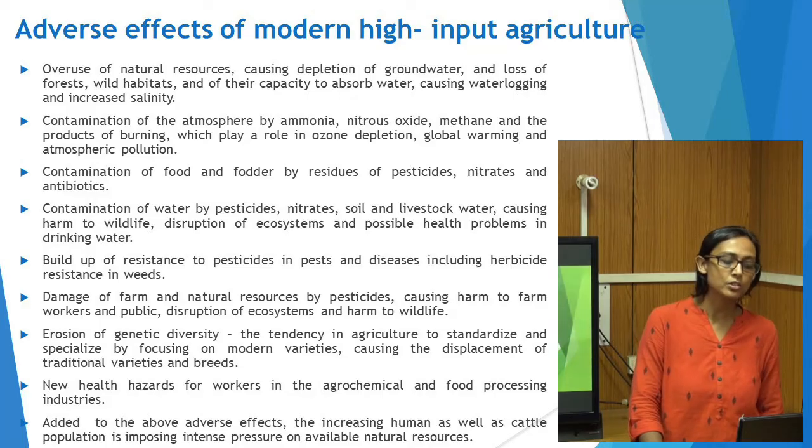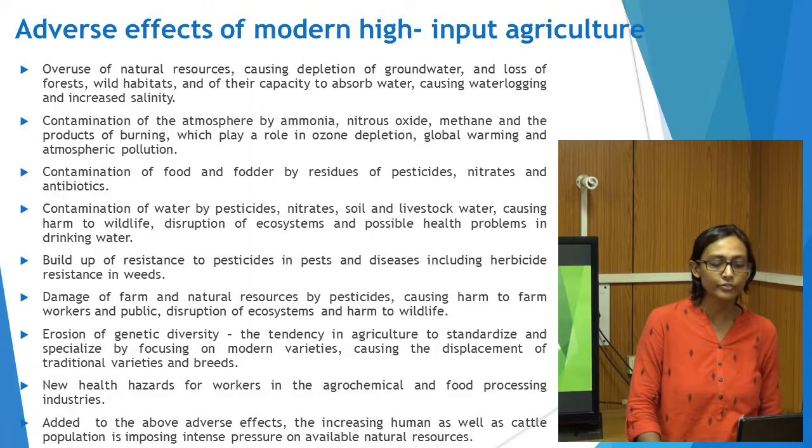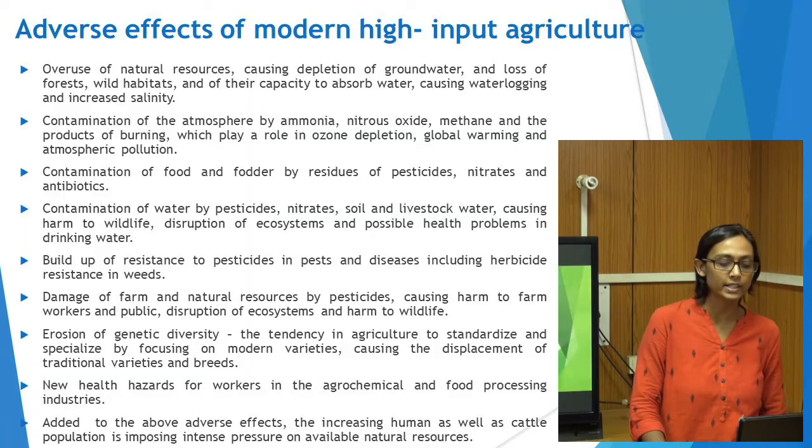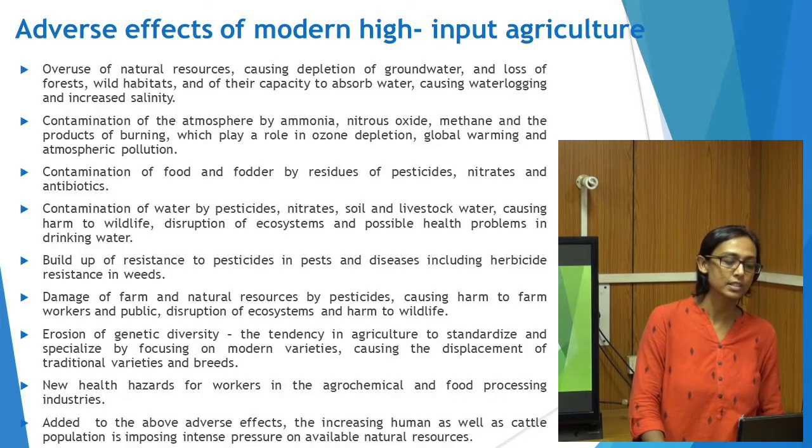Damage of farm and natural resources by pesticides causing harm to farm workers and public, disruption of ecosystems and harm to whole wildlife. Erosion of genetic diversity, which is the most important problem. The tendency in agriculture to standardize and specialize by focusing on modern varieties causes displacement of traditional varieties and breeds which are otherwise very important for the genetic diversity. New health hazards for workers in the agrochemical and food processing industries.